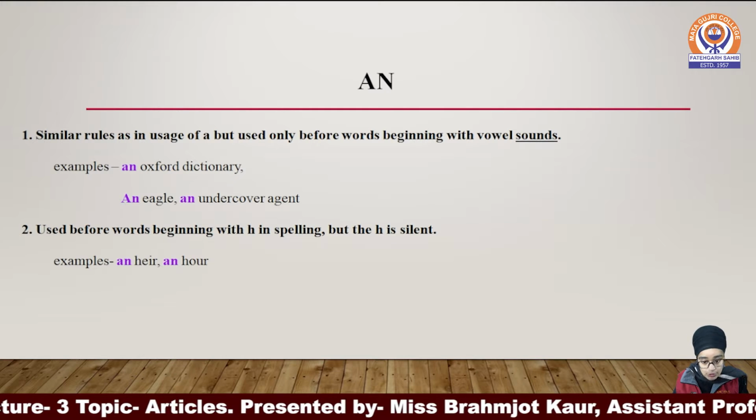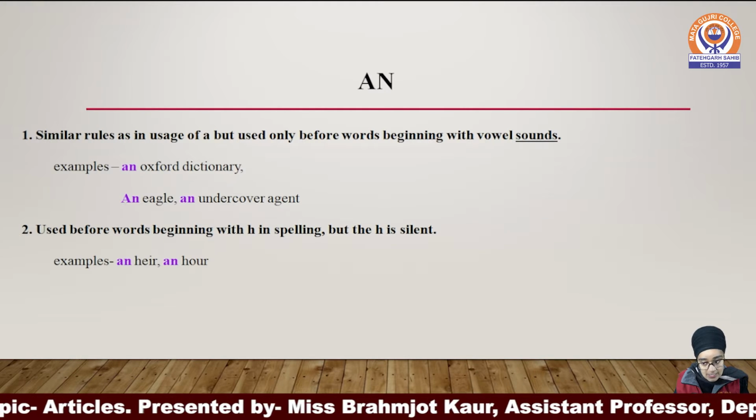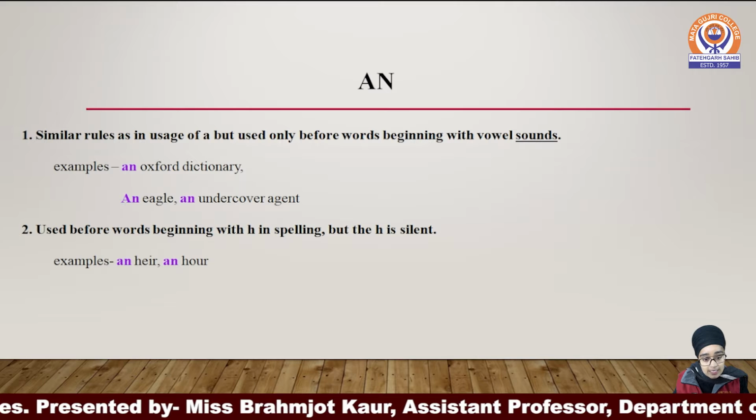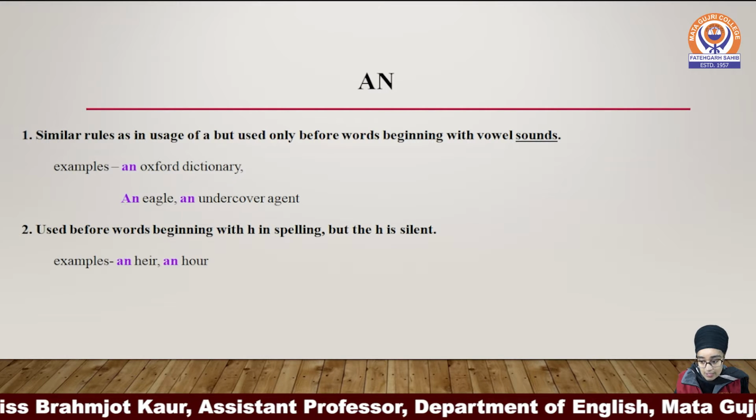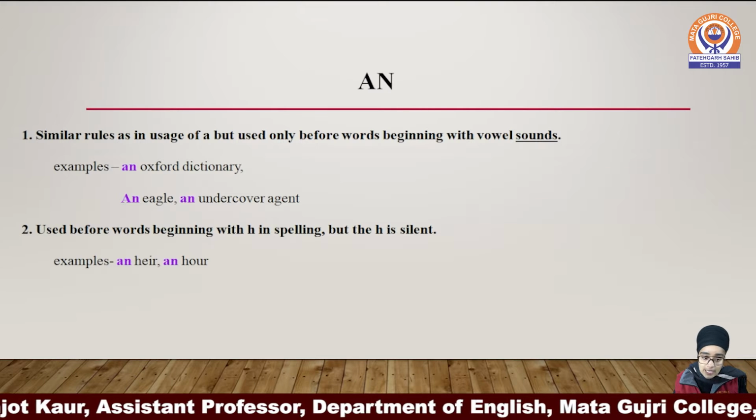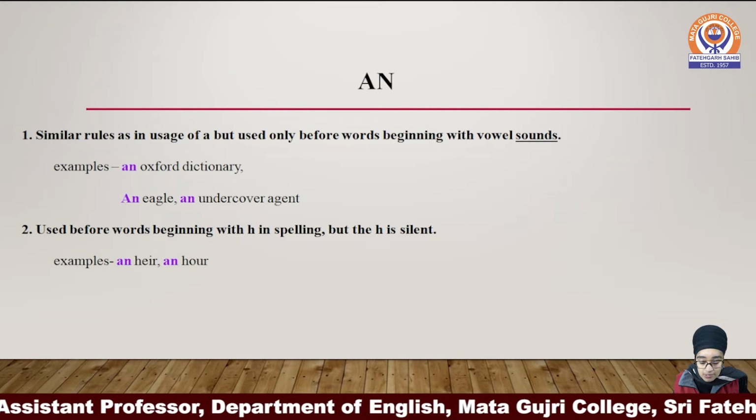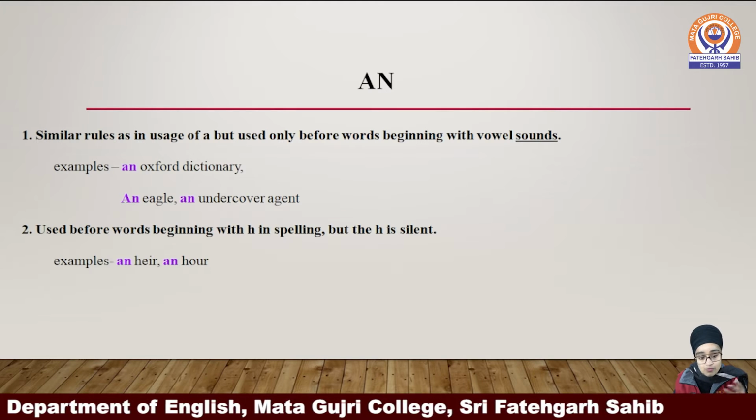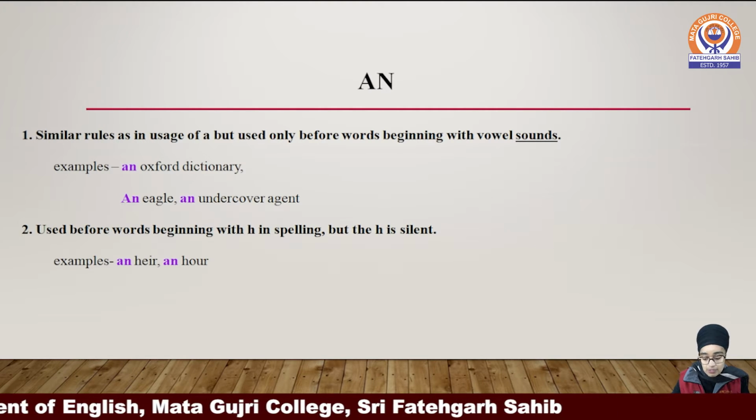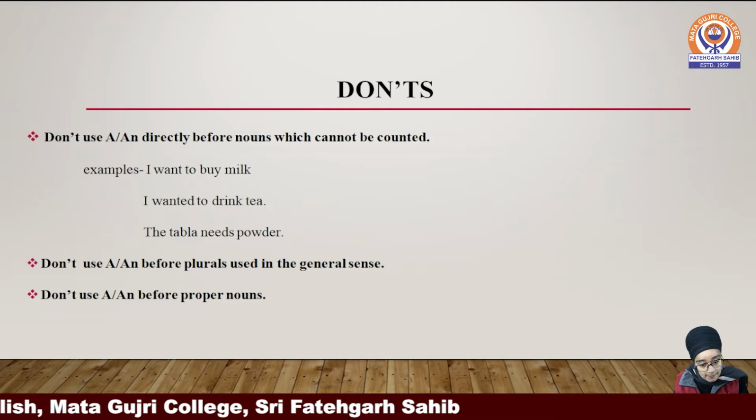Secondly, you also use an before words which begin with some consonant in spelling, but the consonant is silent. Mostly the H is silent in a few words. For example, an hour, an R. So in all of these, the first phoneme, the sound, is a vowel sound. So then you will use the article an.